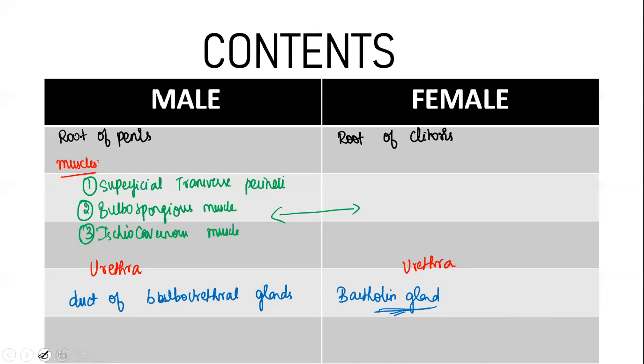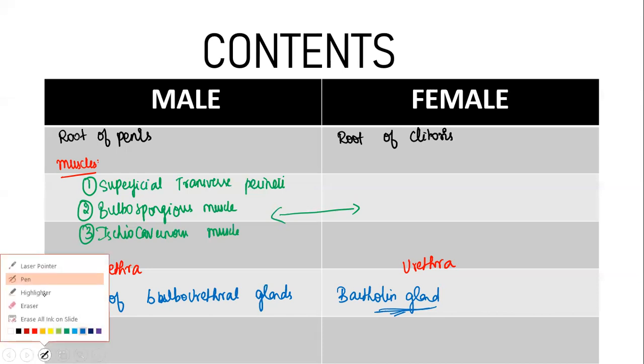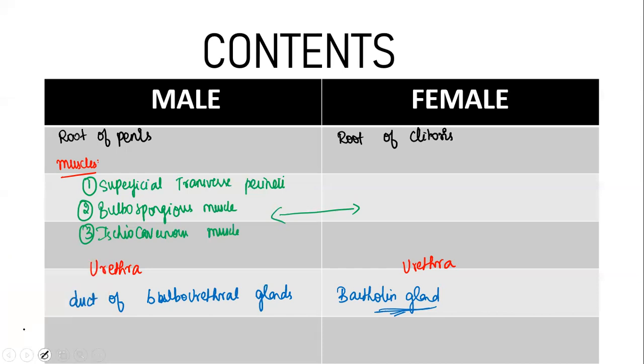Then the last one is your arteries. All the branches of the internal pudendal artery will open into the superficial perineal pouch, mainly the perineal artery, then the dorsal artery of the penis, then the deep artery of the penis.